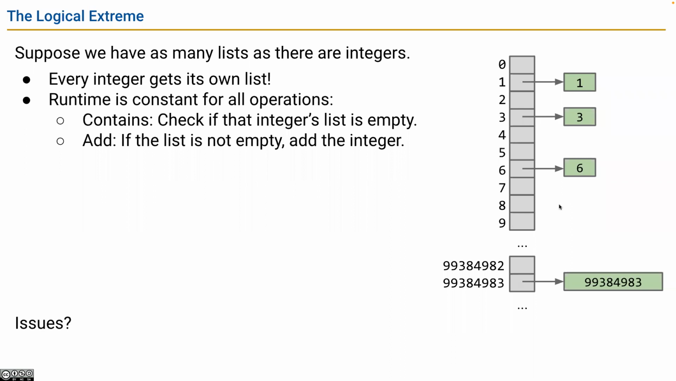So I hope it's clear here that this would be trivially constant time operations. Contains is you just check if the list is empty, and you add the list. We could optimize this instead of actually storing the number. We could do a Boolean or something, sure, but this idea is very simple on its own. So what are some obvious issues here?